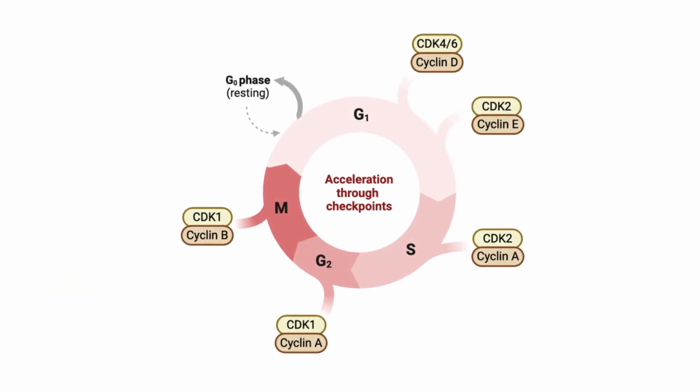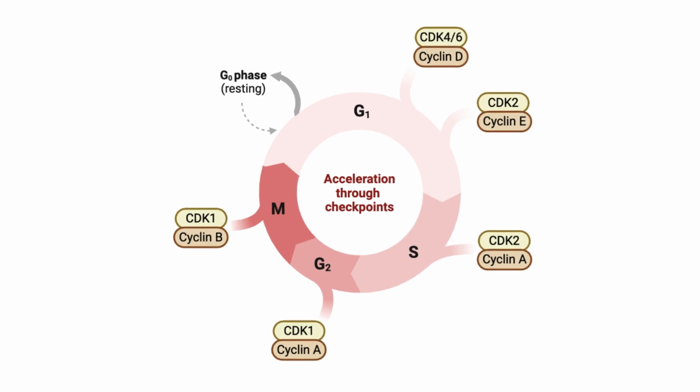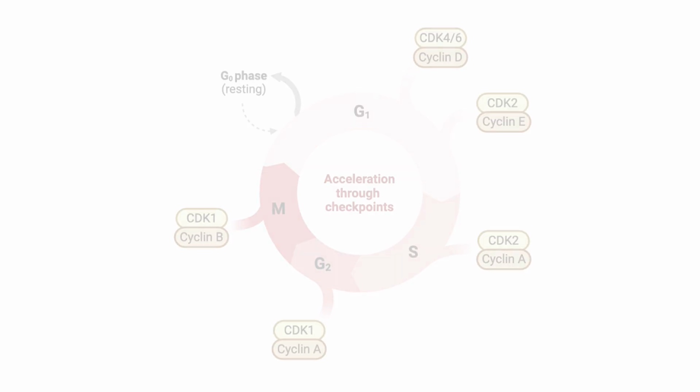Cyclin D CDK4 and CDK6 found in G1 phase. Cyclin E CDK2 is found in G1/S phase. Cyclin A CDK2 is found in S phase. Cyclin A CDK1 is found in G2 phase. Cyclin B CDK1 is found in M phase.